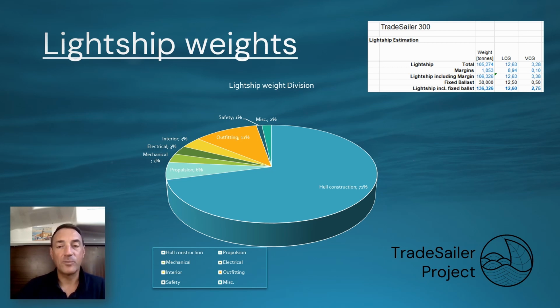If we look at the lightship weights, we've got to a total of about 106 tons for the lightship weights. I've added 30 tons of ballast to that in the keel, which gives us a total lightship weight of 136 tons. And I'll use this lightship weight in the loading conditions. So to this I'll add the cargo and the people and the liquids, which will give me the input for the stability calculation. So let's have a look at the loading conditions.